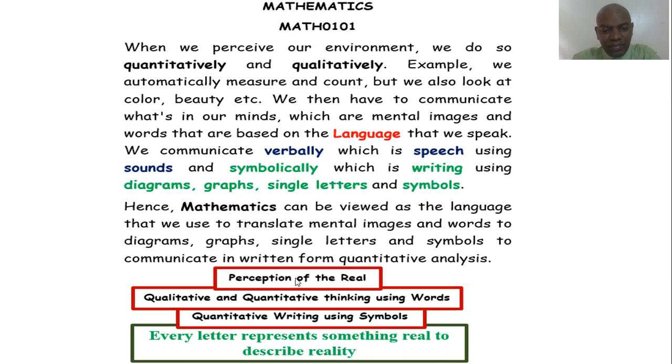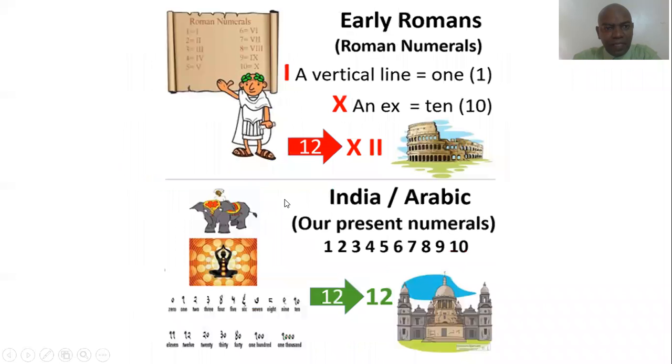So it starts with the perception of the real, then we think quantitatively and qualitatively, thinking using words, and then we write symbolically to communicate what we think. So essentially, every letter that you see represents something real to describe reality.